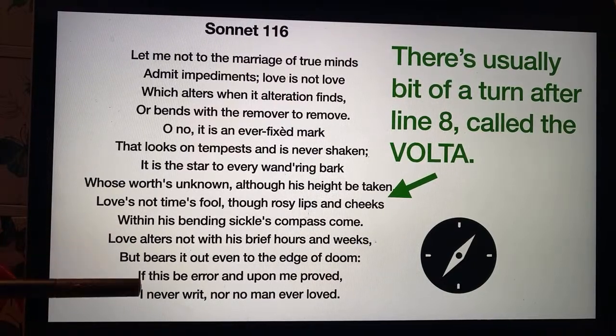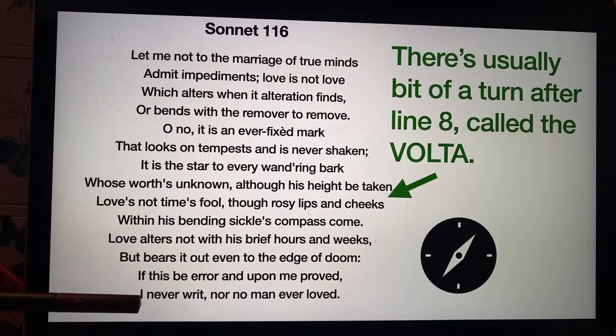And then you do get this really powerful conclusion here. If this be error and upon me proved, I never writ, nor no man ever loved. That was a big deal, because at this point, Shakespeare is a very big deal. He's definitely writing sonnets, and everybody knows that. So for him to say, if this isn't true, then I didn't even ever write anything, that's quite a big deal for him.